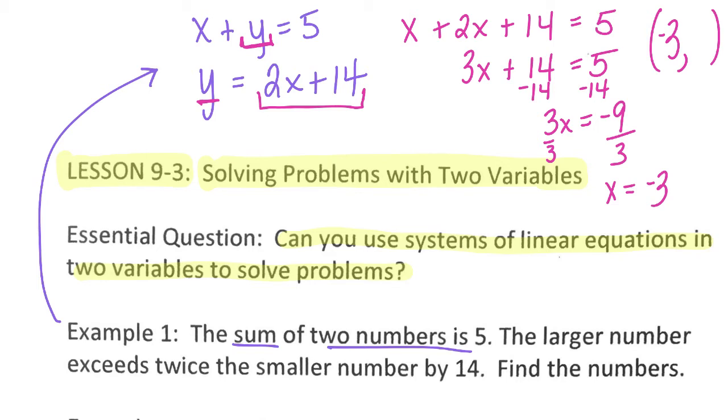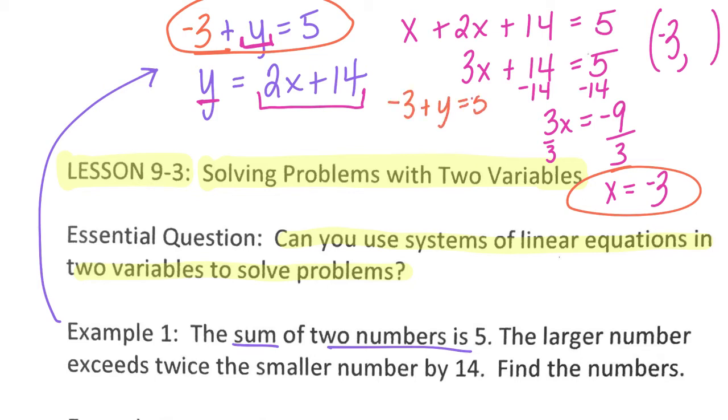So I always take it and plug it back into the original. So if I replace this x with a negative 3, because that's what x was equal to, negative 3 plus what gives me 5? I'm going to write it out. When I add 3 to each side, y is equal to 8. So it looks like my ordered pair is negative 3, positive 8. All right, let's move on to example 2.